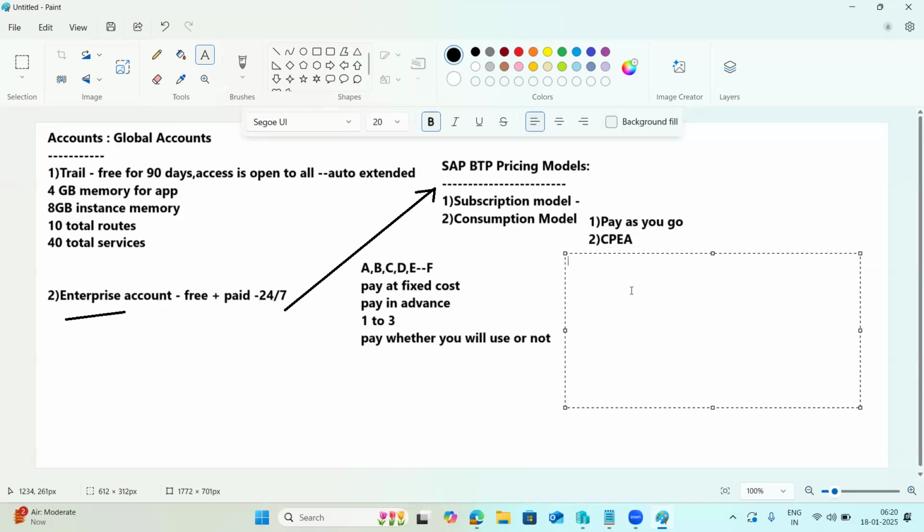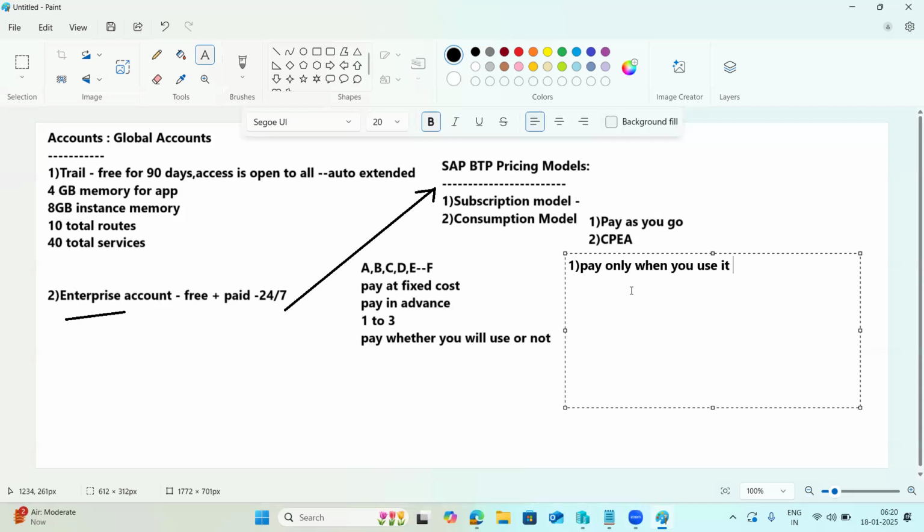There is no investment here. No upfront means no upfront investment, and you pay only when you use it. If you are using it, then only you pay. There are no volume-based discounts and no annual commitment of services. So this is the consumption-based model.